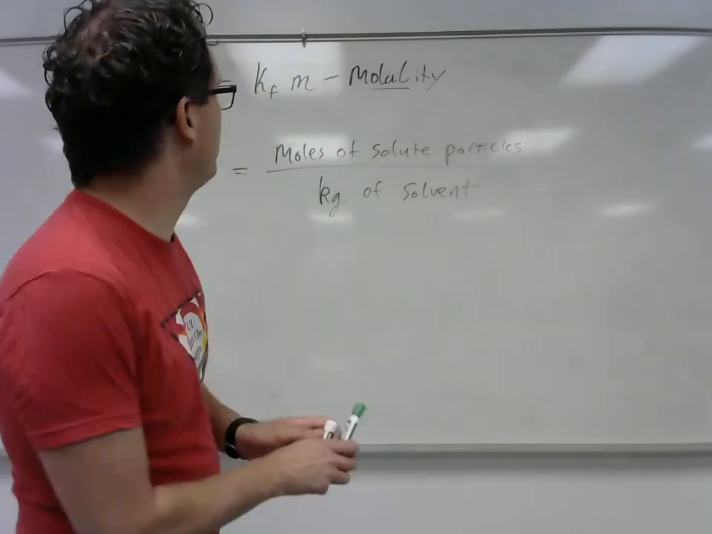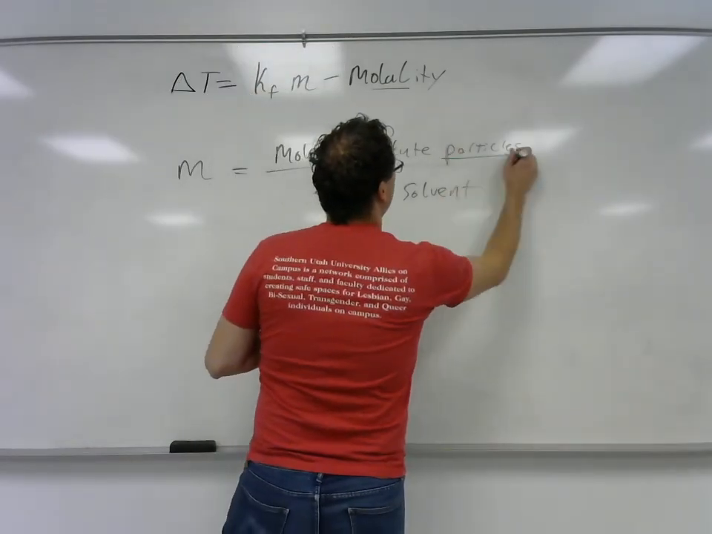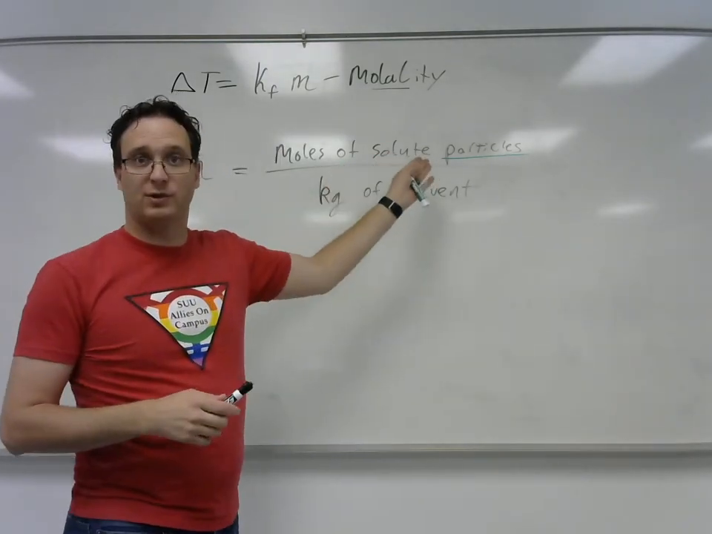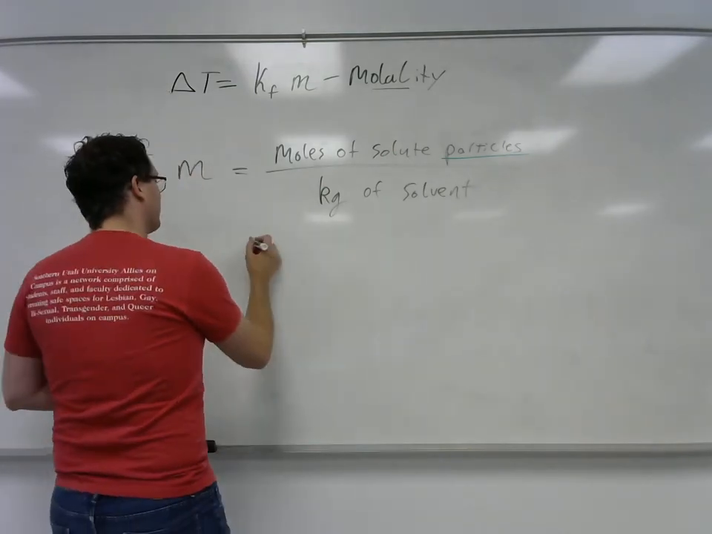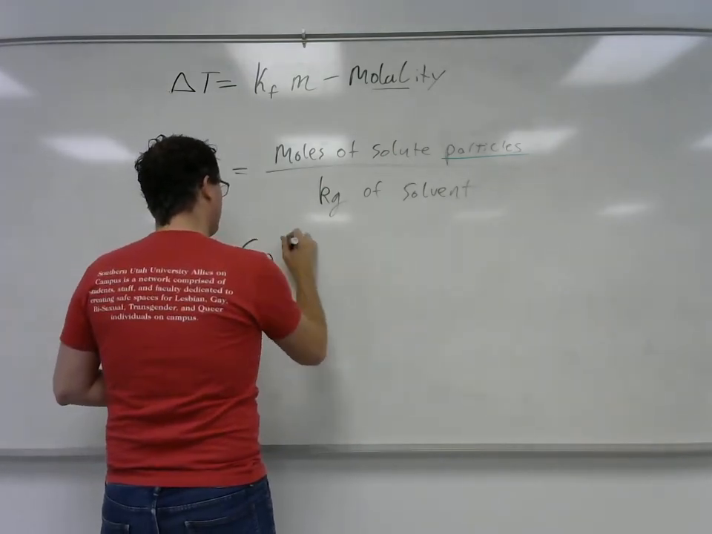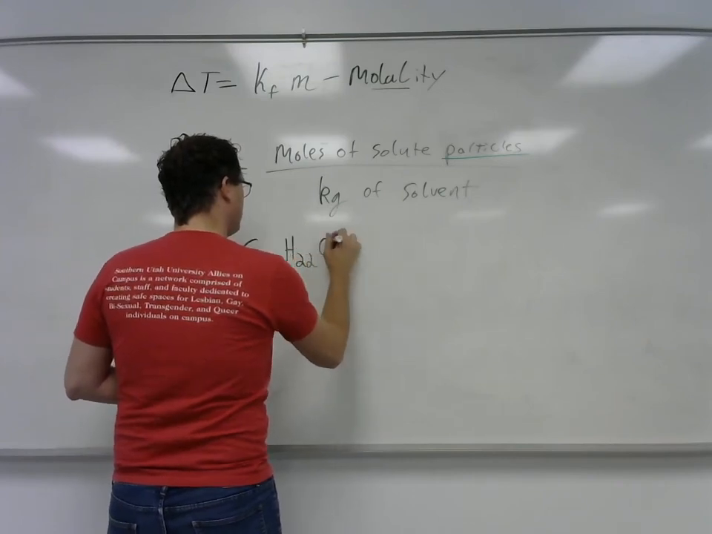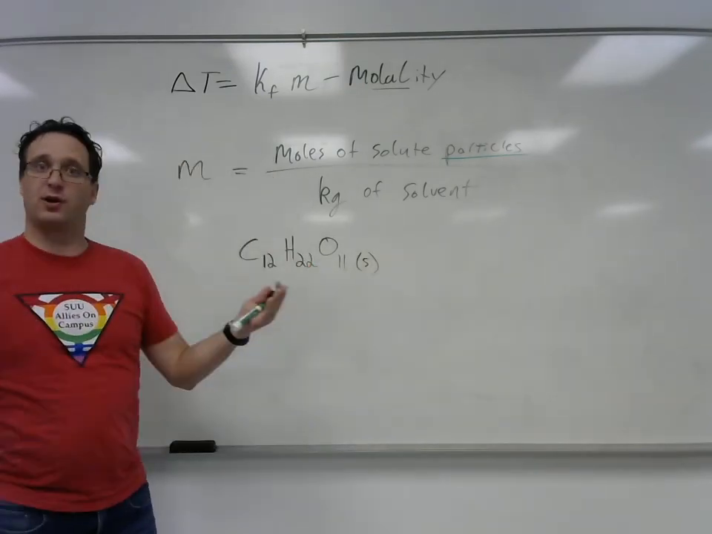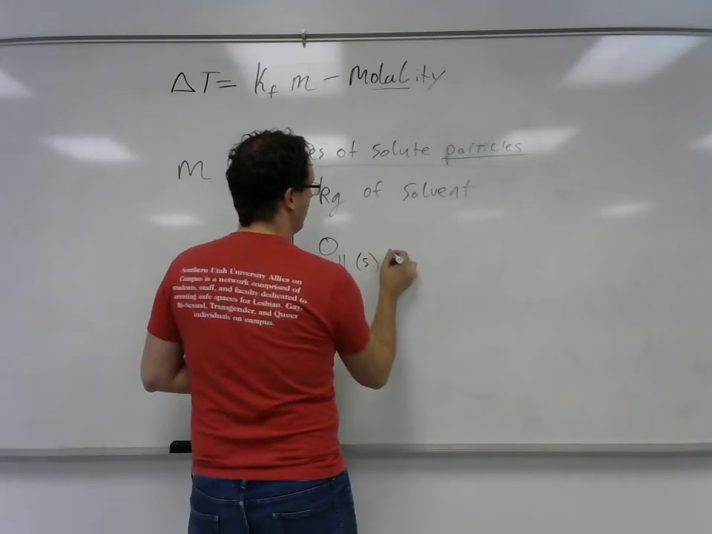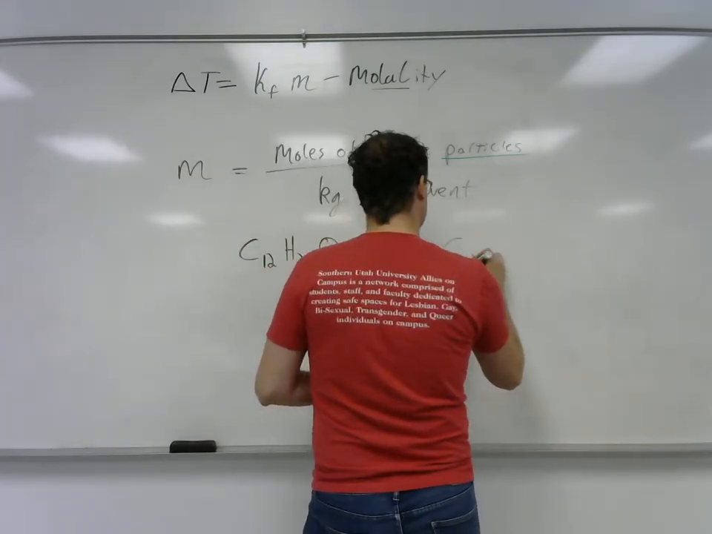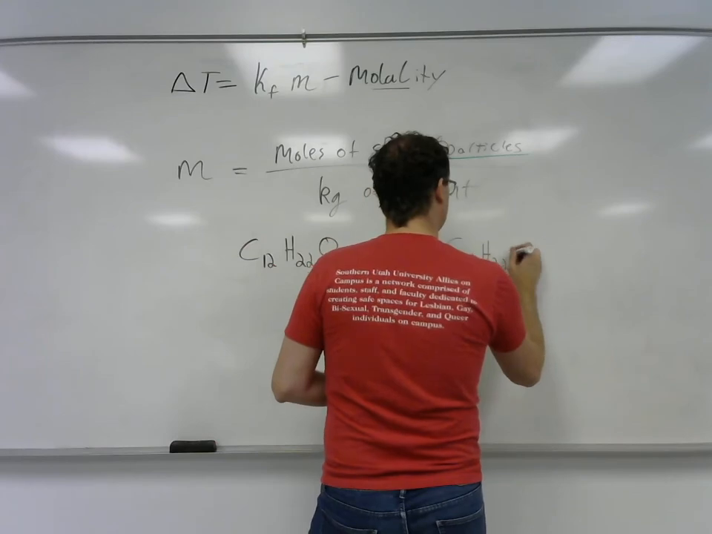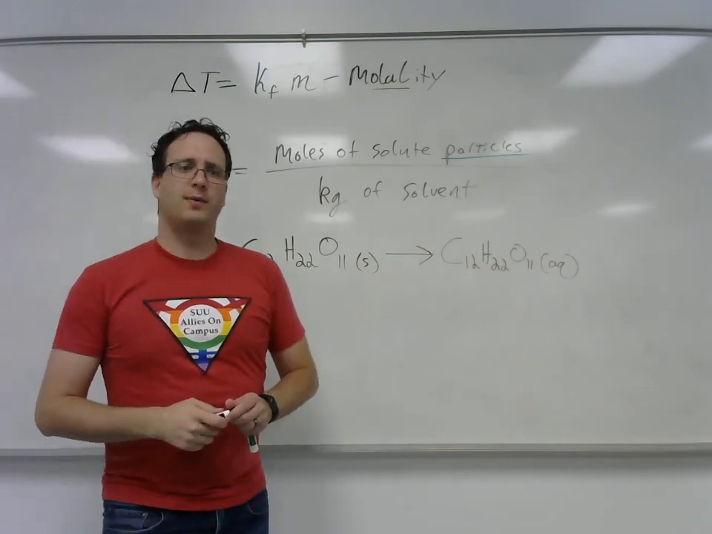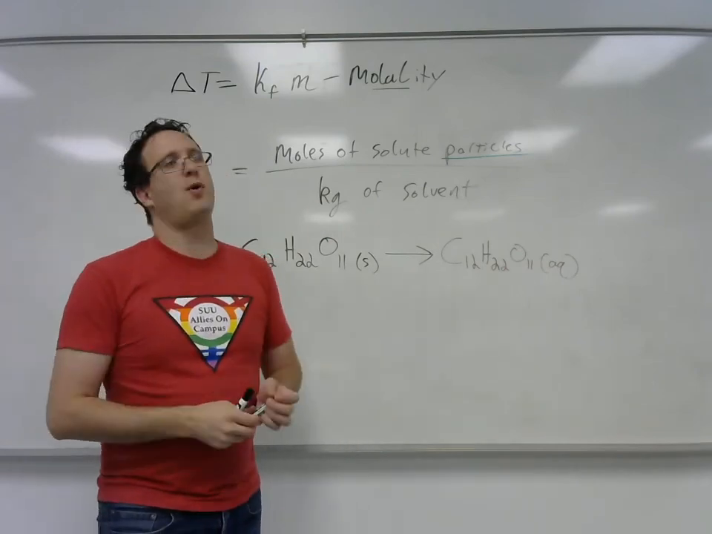There is one interesting thing here. We're talking about solute particles. Now if we think about the way that things dissolve, that can introduce a little bit of complexity. If I have something like sugar, C12H22O11, that is table sugar, and I take solid table sugar and I dissolve it in a solution of water, then what I'm going to end up with is C12H22O11 aqueous. The individual sugar molecules become surrounded by water and they're solvated.